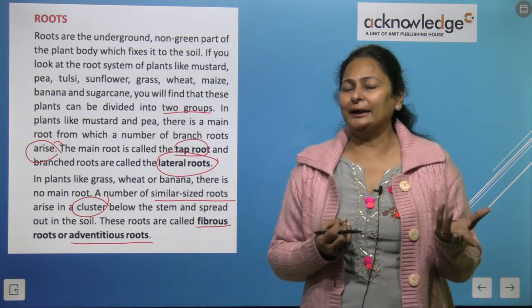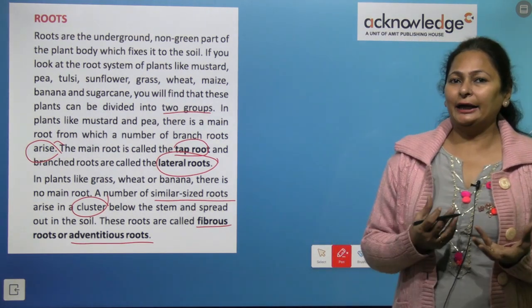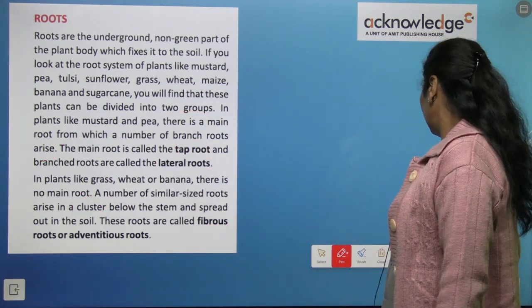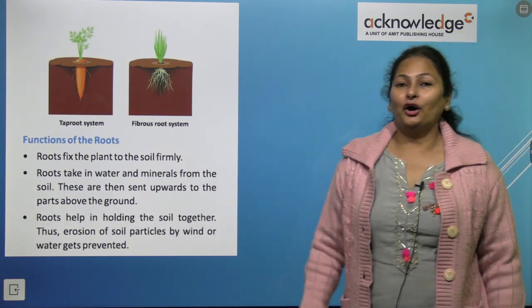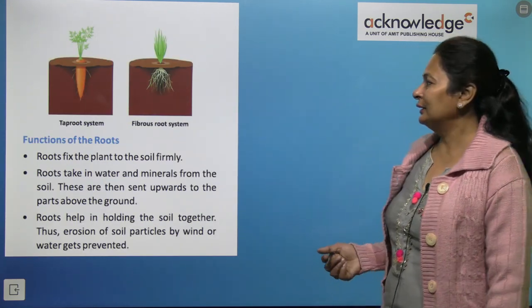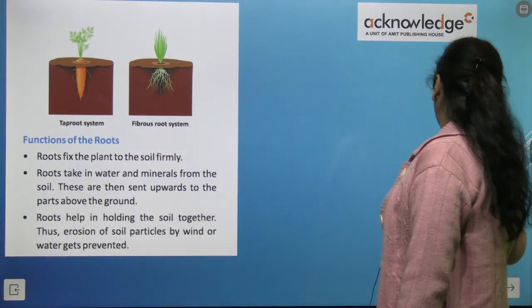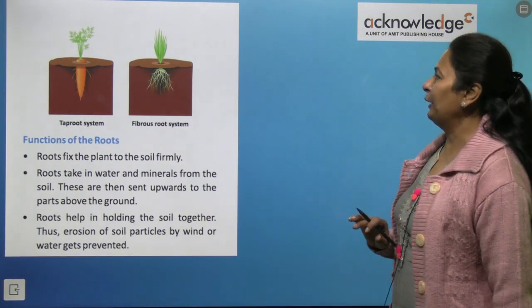Fibrous root and taproot. Two types of roots are there in plants. So let's see the picture of taproot. This is taproot, and the second one is the fibrous root.